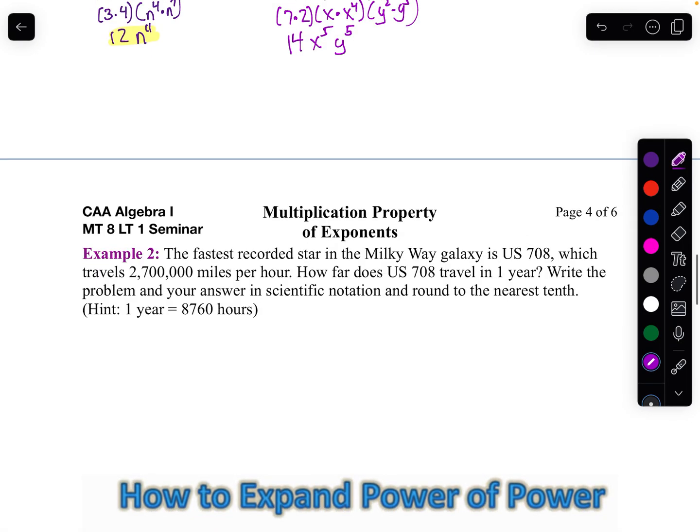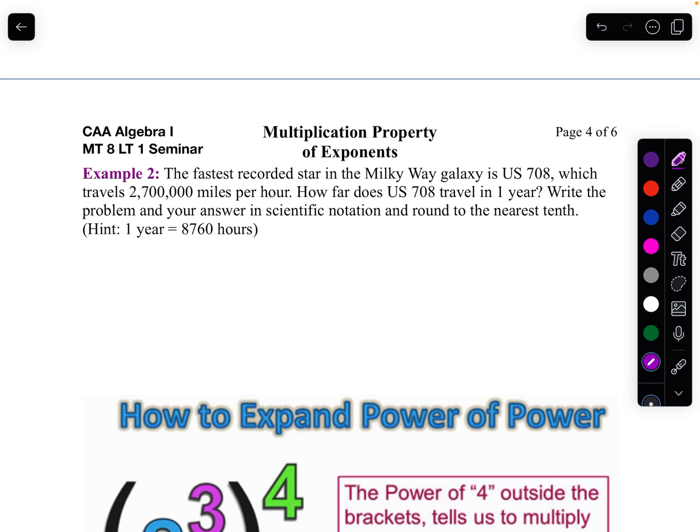One of the ways we can use these properties of exponents is to work with large numbers in scientific notation. It says the fastest recorded star in the Milky Way galaxy, USA 708, travels at 2,700,000 miles per hour. I want to know how far it travels in a year. I want to write my problem and my answer in scientific notation, and I told you how many hours in a year, so that's not so bad.